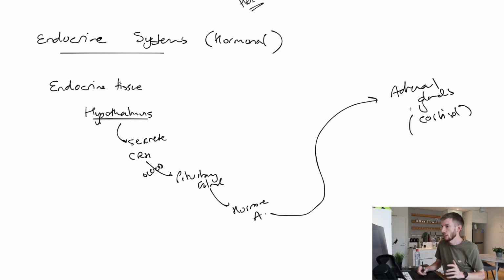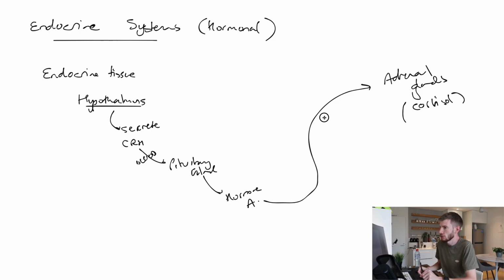These are just examples. The idea is that if you want to create a message and then send it to another part of the body to act, you may use a hormonal system like that. So this is used in things like glucose regulation with insulin and glucagon from the pancreas.